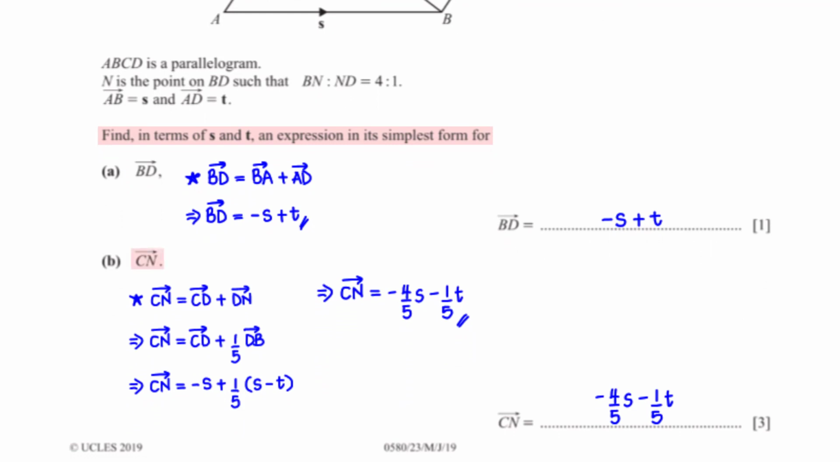Find CN. CN can be expressed as CD plus DN. DN is 1/5 of DB. CD is minus s. We found BD in part A as minus s plus t, and so DB would be the negative of that, which is s minus t. When we expand the brackets and group like terms, we get -4/5 s minus 1/5 t.